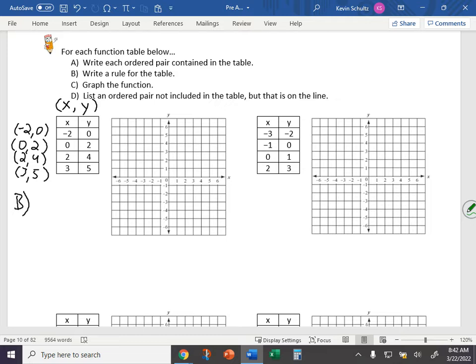Okay, a rule for the table. Basically, as you look from your x value to your y's, what's the pattern here? The rule for a table is essentially a pattern of how we get from our x value to the y value. Technically, there's two ways to write it. One of them is y equals x plus 2. Y equals x plus 2.